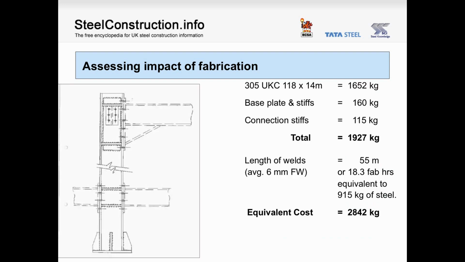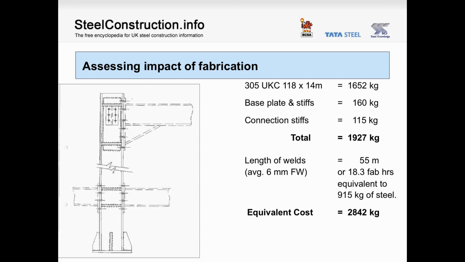Here's an example that a steelwork contractor received of a heavily stiffened 14 metre long column using a 305 by 118 universal column section. Total material was 1652 kilograms for the section itself, plus 160 kilograms for base plate and stiffeners, and 115 kilograms for connection stiffeners, resulting in a total material weight of 1,927 kilograms. There's a total of 55 metres of 6mm fillet weld, and using our rate of 20 minutes per metre, dividing 55 metres by 3 gives us 18.3 fabrication hours.